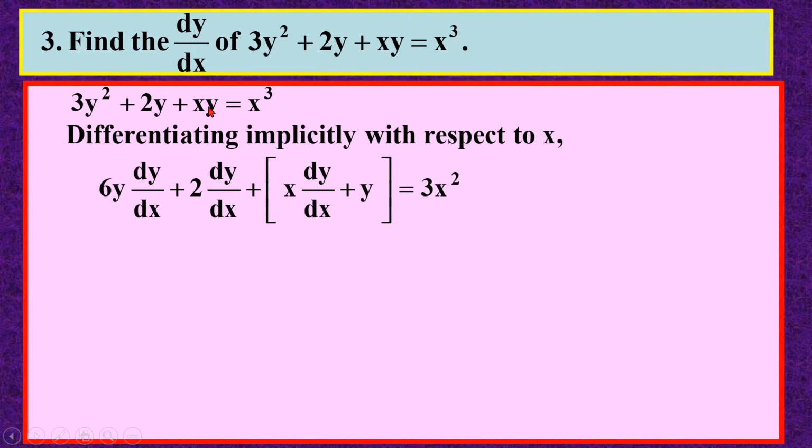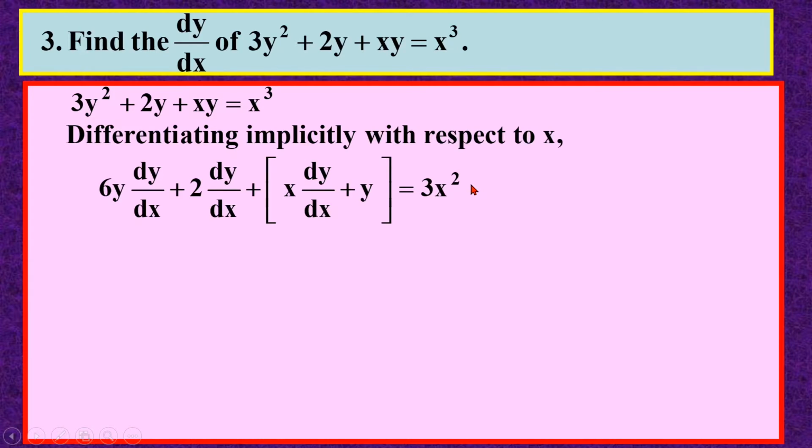Now, here is the product rule. I copy u, which is x, differentiate v, which is my y, so I will get dy dx, plus copy v, which is y, so I just copy it down, differentiate x, I get 1, so there's nothing beside my y. And then I will differentiate the last term, which is x cubed, so I will get 3x squared.